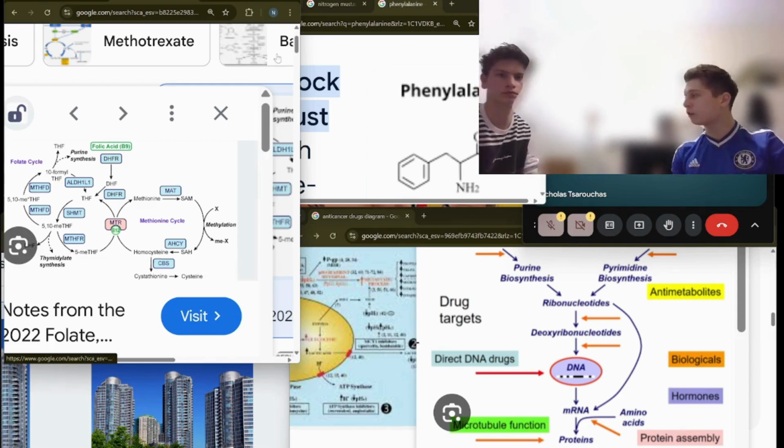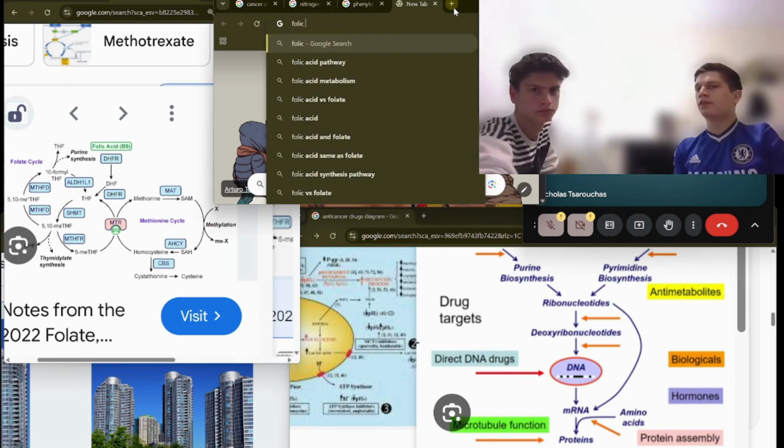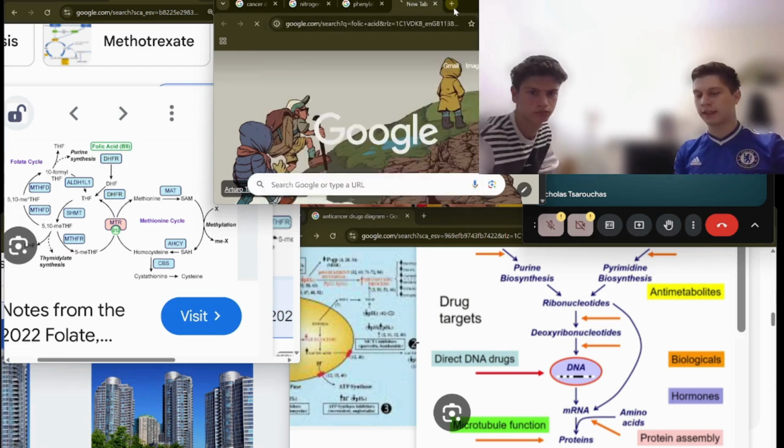You need a lot of free nucleotides to build up your DNA strands. So if you have a lack of nucleotides, how can you replicate your DNA? How can the cancer grow? You're really shutting it down.